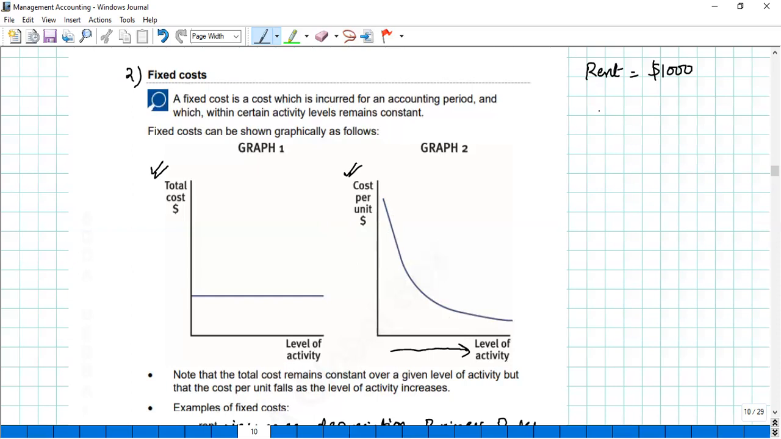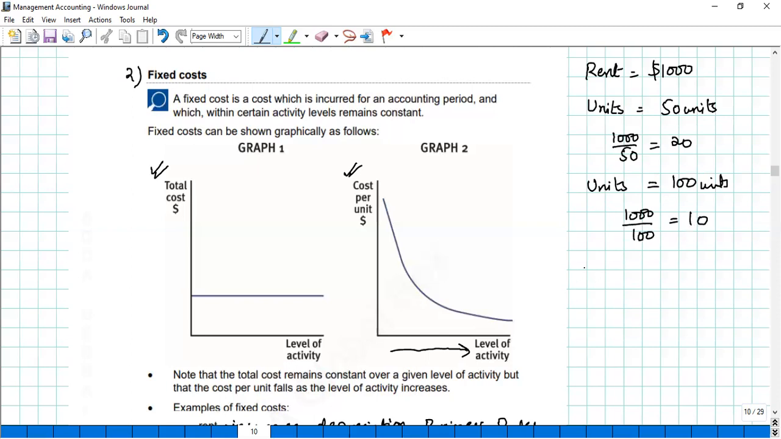Now, let's say that the units you manufacture were 50 units. So when the production is 50 units, what will be the cost per unit? Cost is 1000 and 50 units, so cost per unit is 20. Let's say you produce 100 units. So what will be the cost per unit? Cost is 1000 and units are 100, so it will be 10.